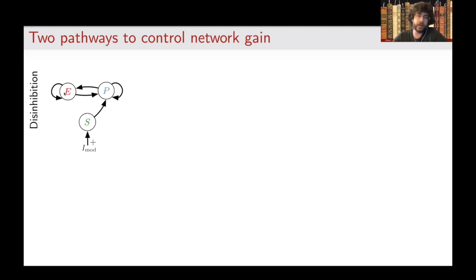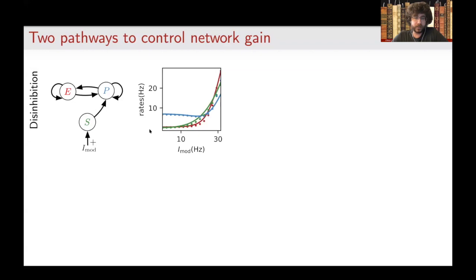So we can take a look at what this does. And basically, this is exactly what I just said. We see that SOM cells increase in firing rate. That is followed by the excitatory firing rate increasing. There's a slight dip in PV. Of course, E and PV cells are coupled, and we see that over time, PV cells do increase, but not before excitatory cells are let loose.